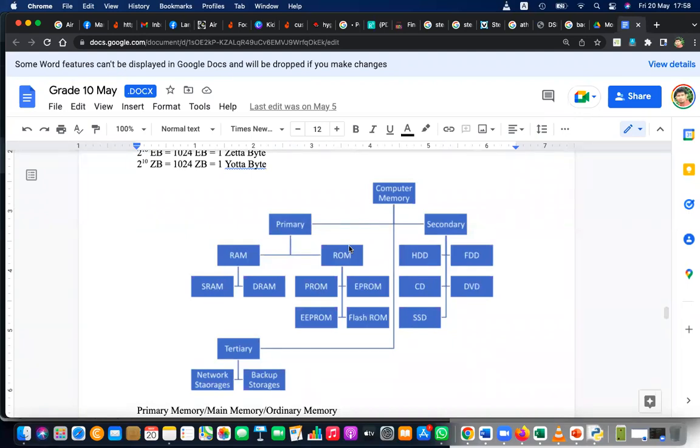Okay, other than the primary memory and secondary memory, there is a memory called tertiary memory. What is this tertiary memory? That is used for network storage and backup. මම නිතරම email පාවිච්චි කරන email store කරගන්න. So that is network server.